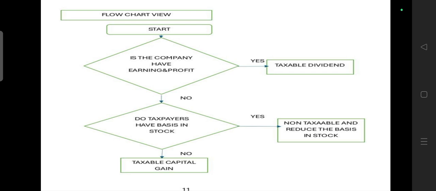what is that? For example, I invested in 1,000 shares. Each share costs $100. So what will be my basis? What will be my investment value? That is known as basis. I have 1 lakh in my basis. So the company pays $10 back to me. The company doesn't have any earnings and profit.